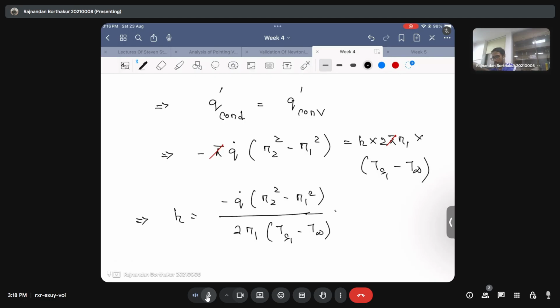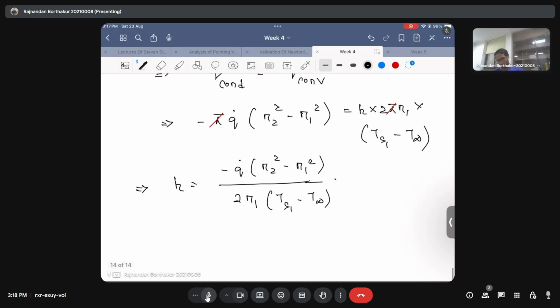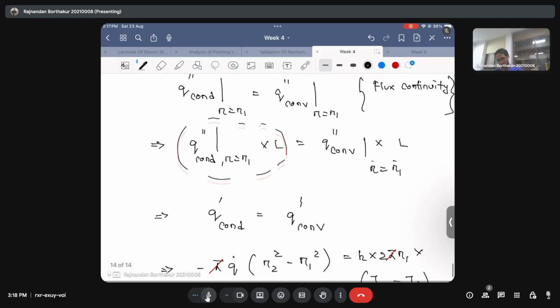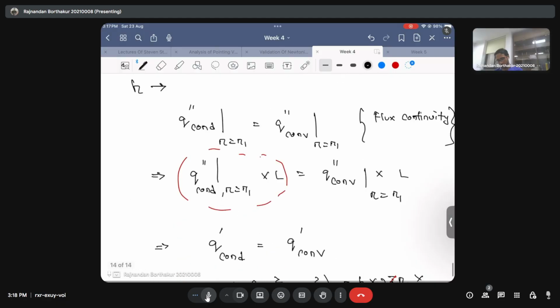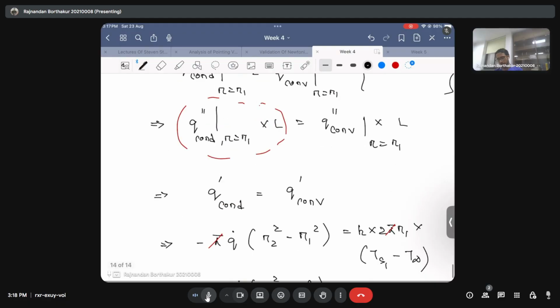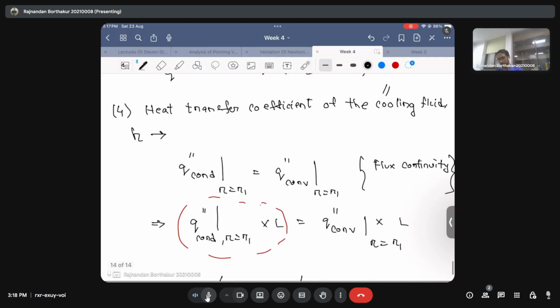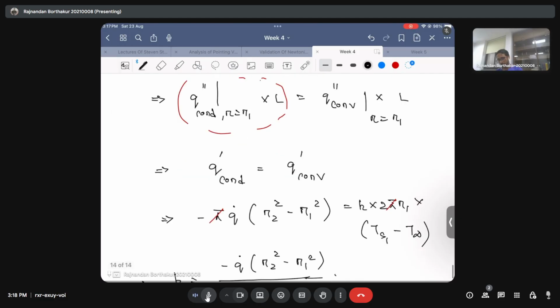But if you take a closer look, one more thing we can do. Since you are calculating the heat transfer coefficient, you can actually take the modulus of this heat removal rate, q dot prime. This is actually the amount of heat that is being released from the cylinder.